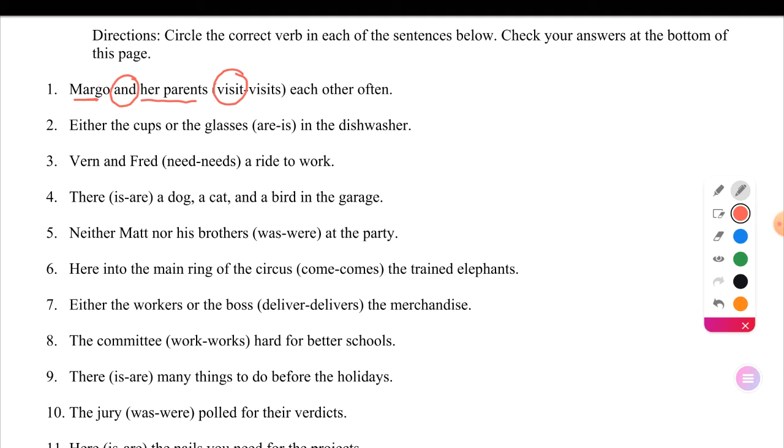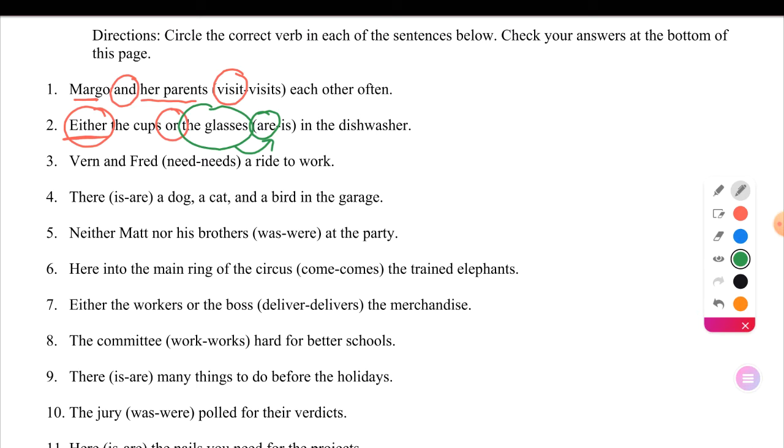Number 2: either the cups or the glasses are or is in the dishwasher. Here I use either/or. The rule says that the verb agrees with the last subject, the closest one to the verb, which is the glasses. Glasses is plural, so the verb should be plural too: are in the dishwasher.